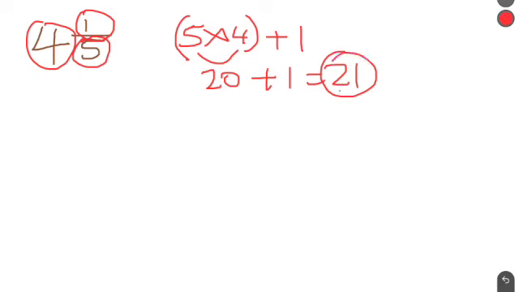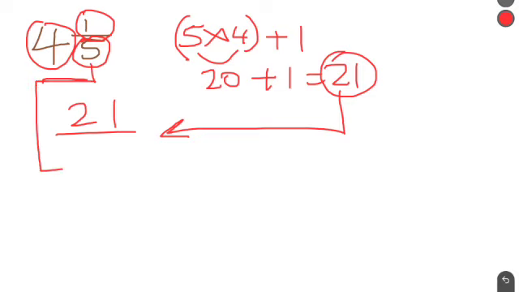So what do we do with this 21? We put it in our numerator, which turns out to be 21, divided by, we're going to bring down our denominator, which is 5, and the answer becomes 21 over 5.